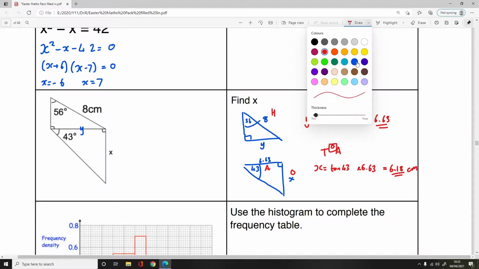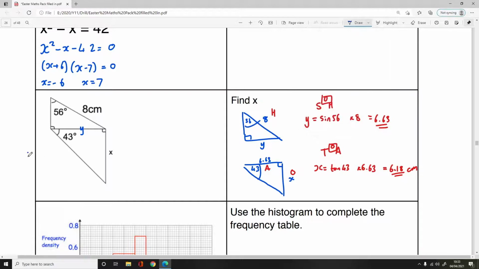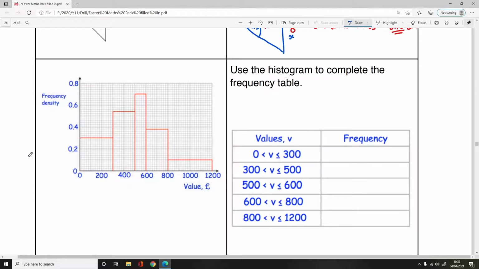Cool. Okay. Next up we've got a histogram. Now histogram wise, the important thing to bear in mind is this triangle. I'm sure I get this the right way around. Frequency on the top, class width, and frequency density on the bottom. Yeah. So those are the key parts of a histogram.